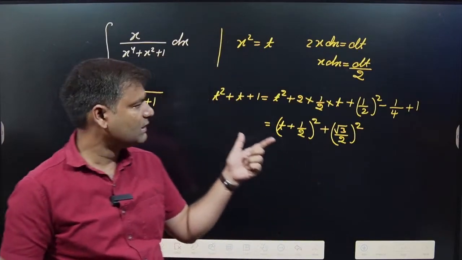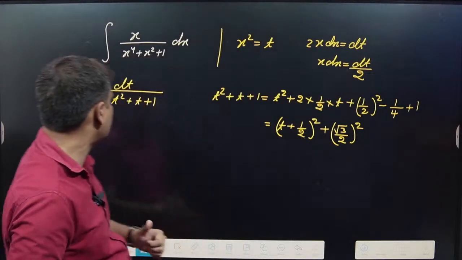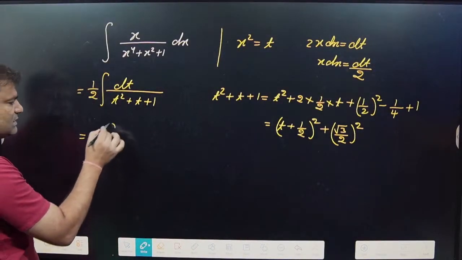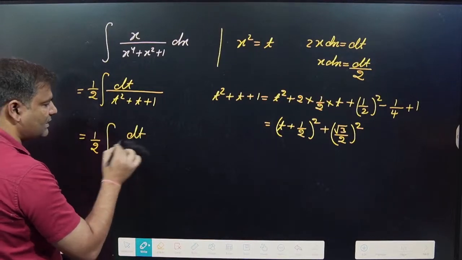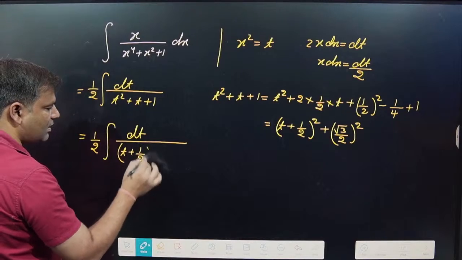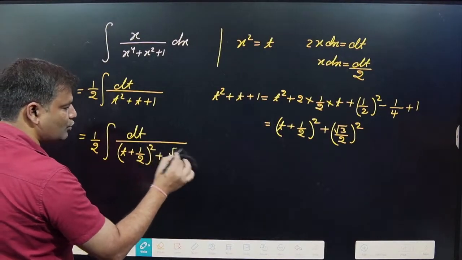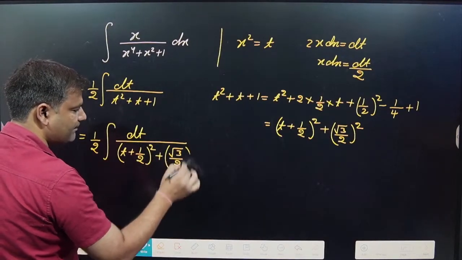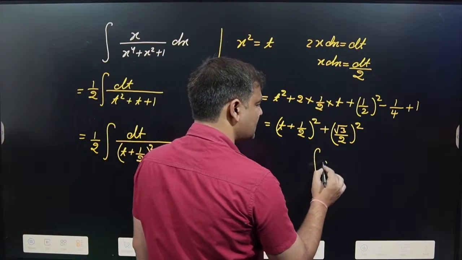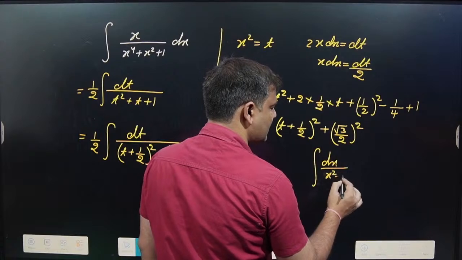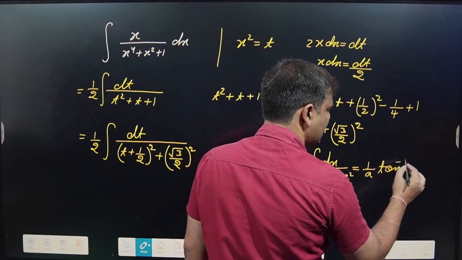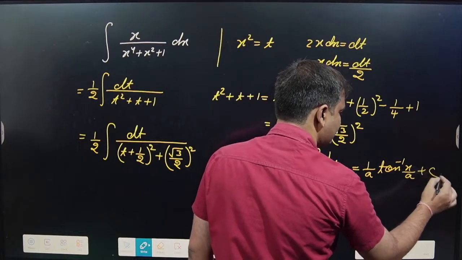Now this value is replaced into that one. So you can say 1 by 2 integration of dt divided by t plus half of whole square plus root 3 by 2 to the whole square. I know that integration of dx divided by x square plus a square is 1 by a into tan inverse x upon a plus c.